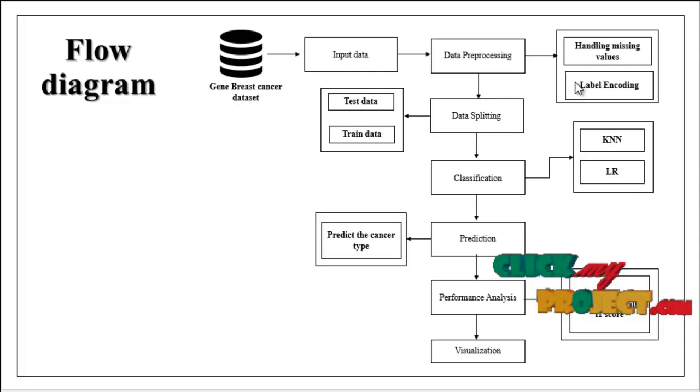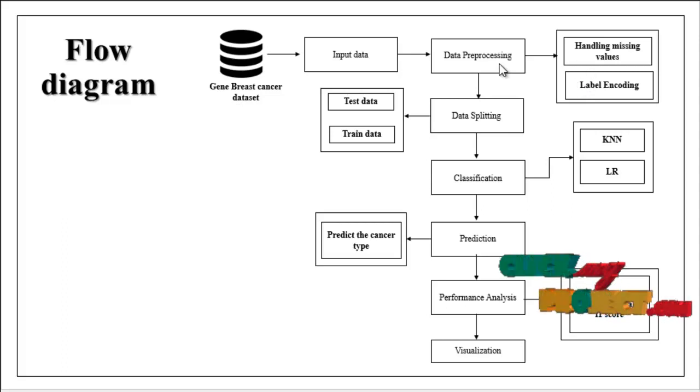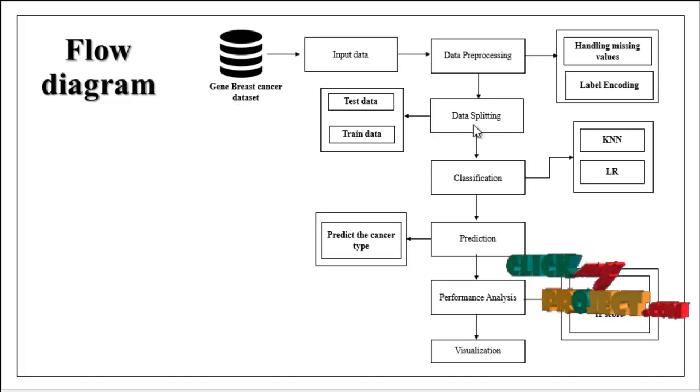Then label encoding. We need to convert the string into numeric integer values. Then the pre-processed data is carried to the data splitting model. In this step, we split the whole data into test and train. Test is used for prediction and train is used for evaluation. The split data is carried to the classification model.